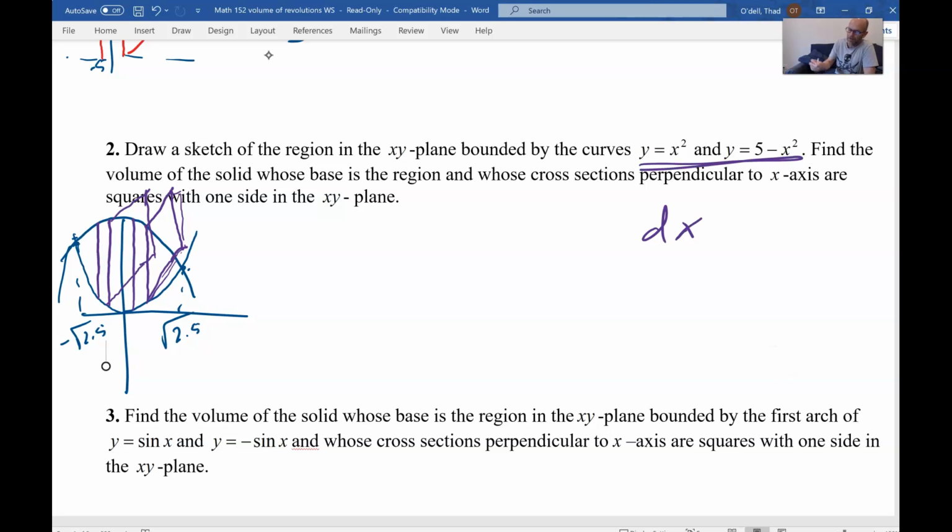So these are already in the right form. So we know that, and we know that this is a square. So that means it's just going to be side squared, right? We don't need any pies or anything like that, because we're finding the area of the square and multiplying by a little bit of thickness, and that's the dx, okay? So now all I have to do is figure out the side length of each of these squares.